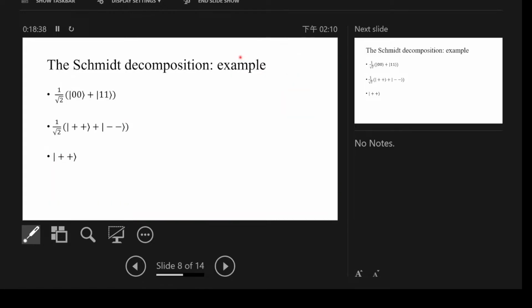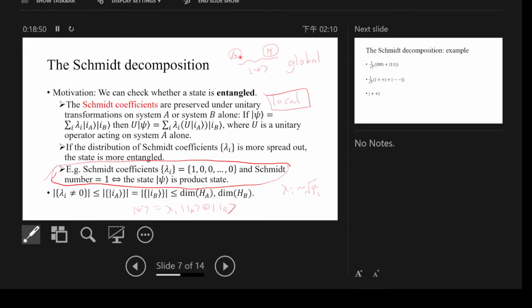Then we have a bit of an example that you can try out with your Schmidt decomposition, and we'll walk through them next time. Okay, any questions? Otherwise, we can stop here for now.